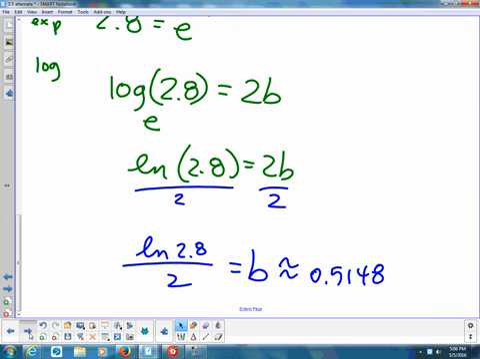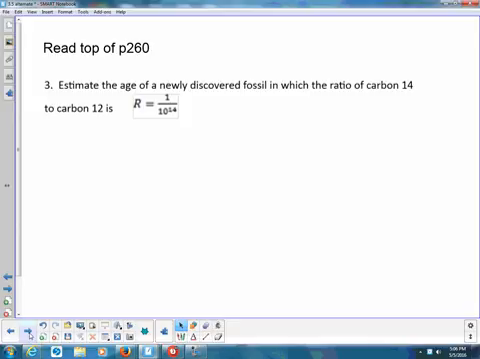All right, let's see what else. Let's talk about carbon dating for a moment. Let's take a look at the top of page 260. On the top of page 260, they give a little bit of background. It says, in living organic material, the ratio of the number of radioactive carbon isotopes, that's carbon-14, to the number of non-radioactive carbon isotopes, that's carbon-12, is about 1 to 10 to the 12th.